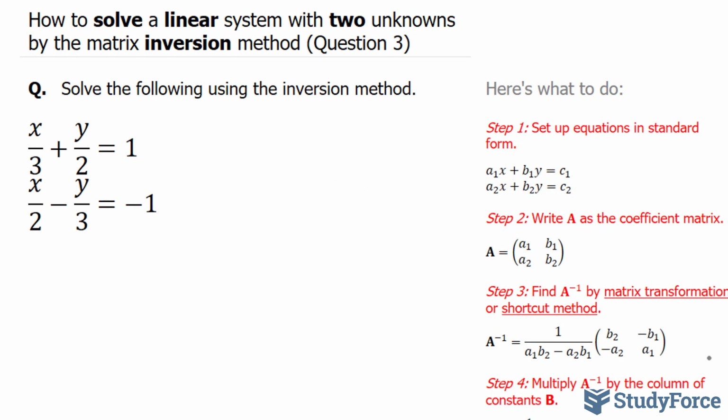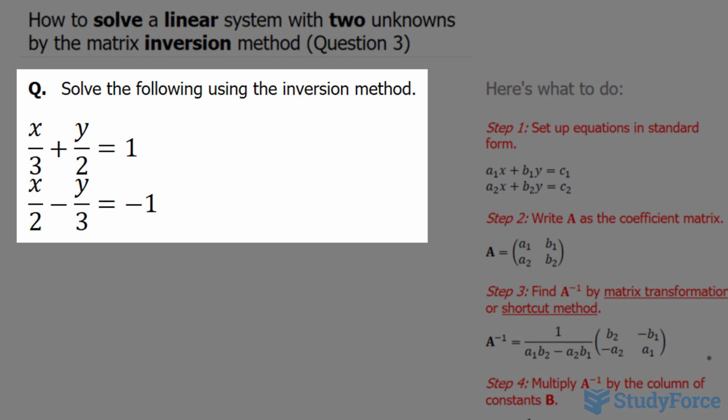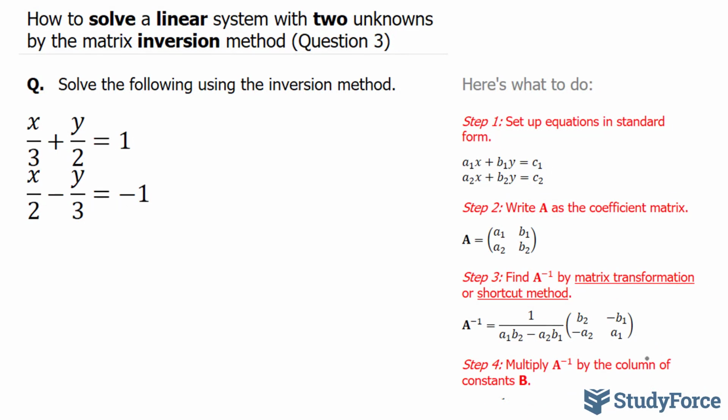In this video, I'll show you how to solve a linear system with two unknowns by the matrix inversion method. This is question 3 in the series. The question reads, solve the following using the inversion method. This is the first time where we're dealing with fractional coefficients. Take a look. These terms all have fractions as their coefficient.